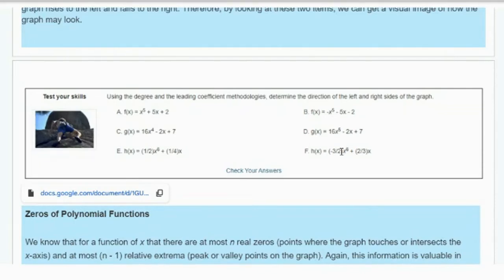Doesn't matter if it's a fraction. Negative 3/2 x to the sixth. X to the sixth means both ends are going the same direction. And the fact that it's negative means that both ends are going down. It doesn't matter that there's this other 2/3 x over here. We're looking at the leading coefficient.